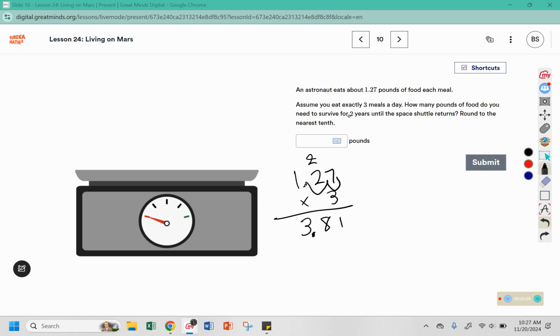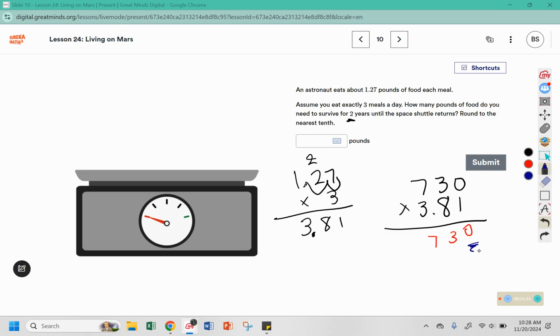Then it says that you need to survive for 2 years. We already said that there were 730 days in 2 years, so we're going to do 730 times the amount that we eat per day. 1 times 0 is 0. 1 times 3 is 3. 1 times 7 is 7.